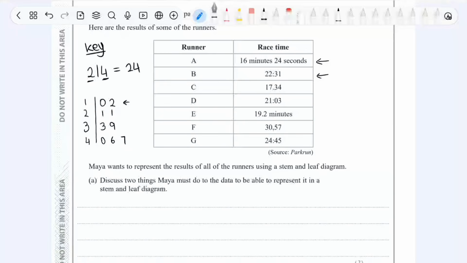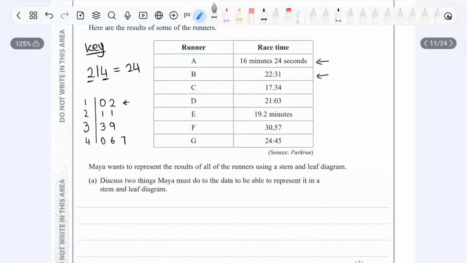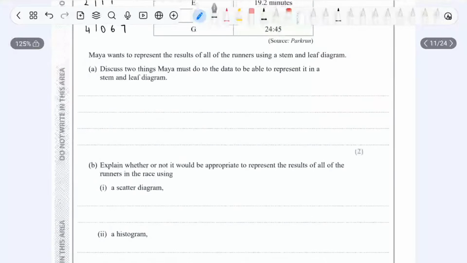They're the same thing, but they're written differently, whereas in the stem and leaf diagram, they need to be the exact same thing, either a number or something similar. And that's basically one issue we're seeing, that we can't represent this in a stem and leaf diagram straight off the bat, because how are you meant to write 16 minutes and 24 seconds in a stem and leaf diagram without formatting it first? And so that's our first point, is that the data must be formatted, or a better word to use is cleaned.